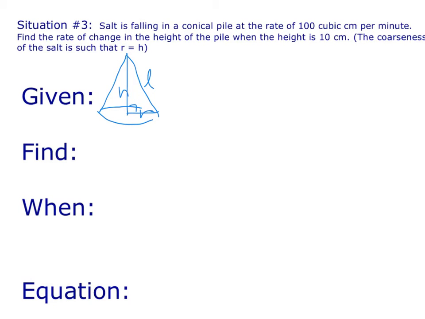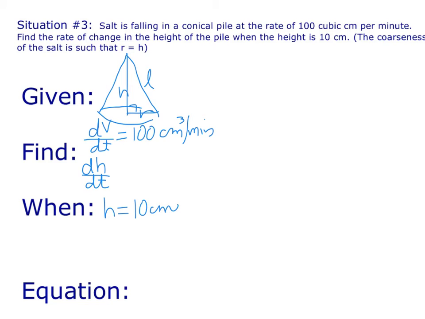We know that the salt is falling into a conical pile, so the pile is growing. The pile is three-dimensional, so it has volume. So dV/dt is going to equal 100 cubic centimeters per minute, volume, okay? We're going to find the rate of change in the height, so dh/dt when the height is 10 centimeters. And also a given is that the radius is equal to the height.